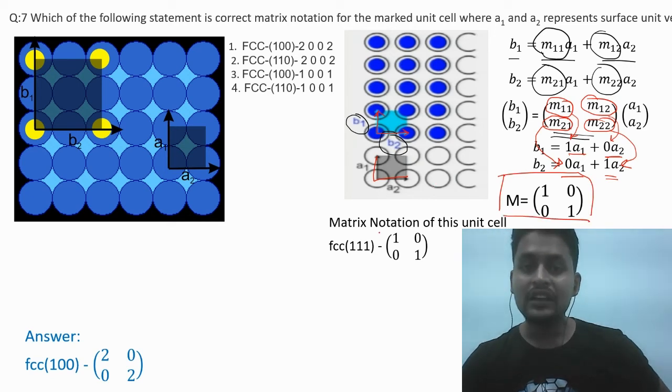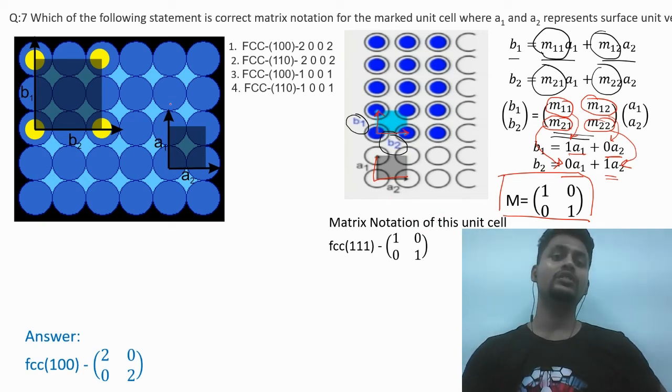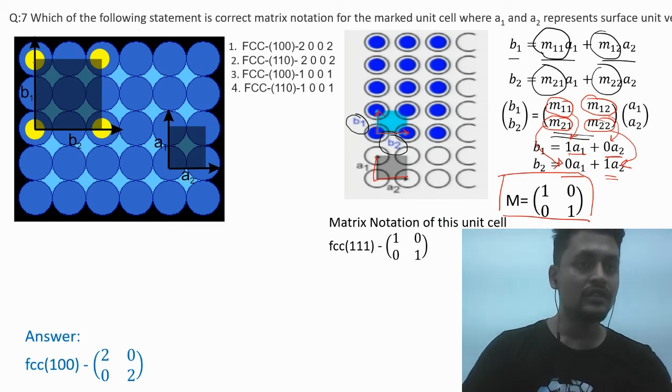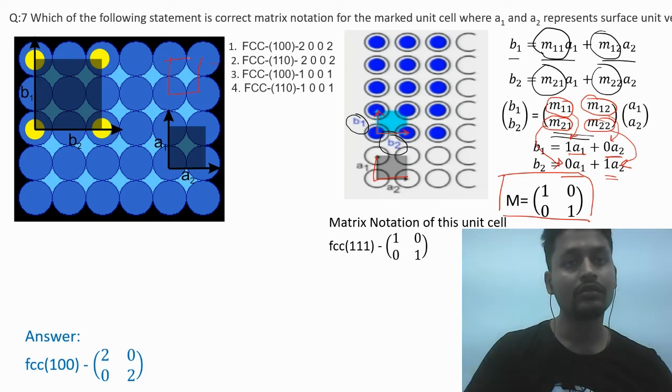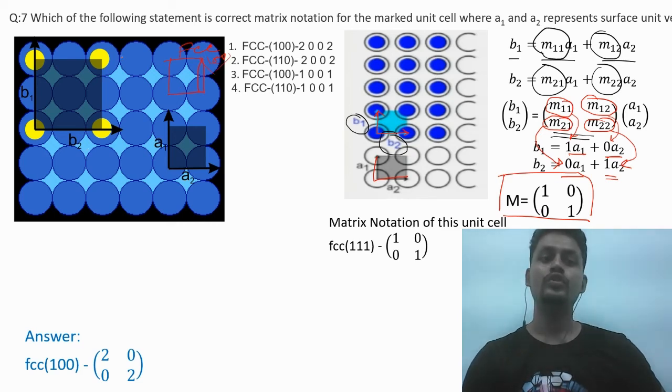So how can I write the unit cell in matrix notation? So FCC 111 in this case is 1001, obviously. Now come to this. If you think about the surface unit cell, this is a square. So this is actually the FCC 100 plane. So we know this.